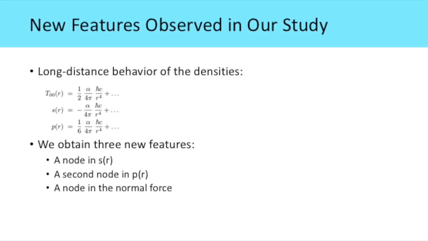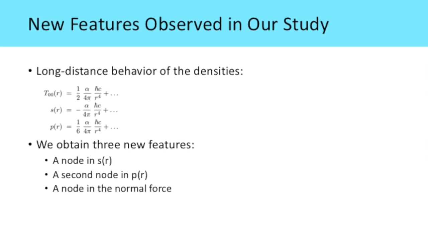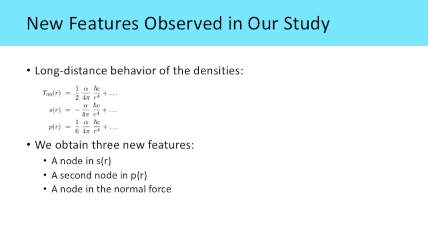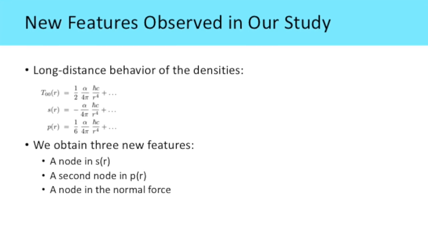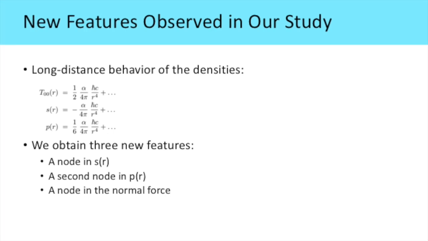In previous slides, we saw that at small r, S of R was always positive, which was in agreement with past studies. Here, we see that S of R is negative at large r. This is because S of R changes sign, in other words, has a node at R equals 2.144 femtometers.